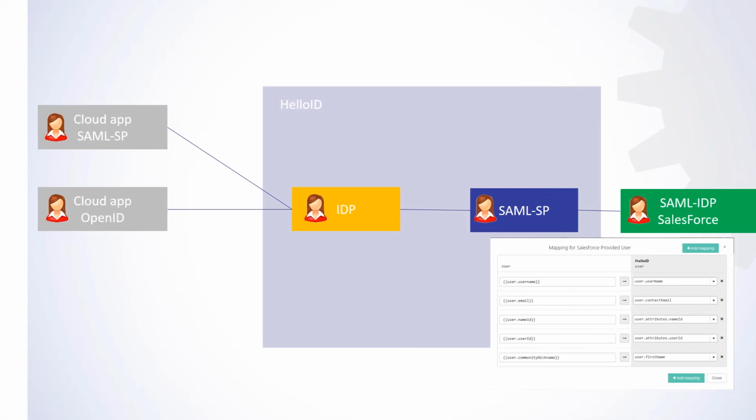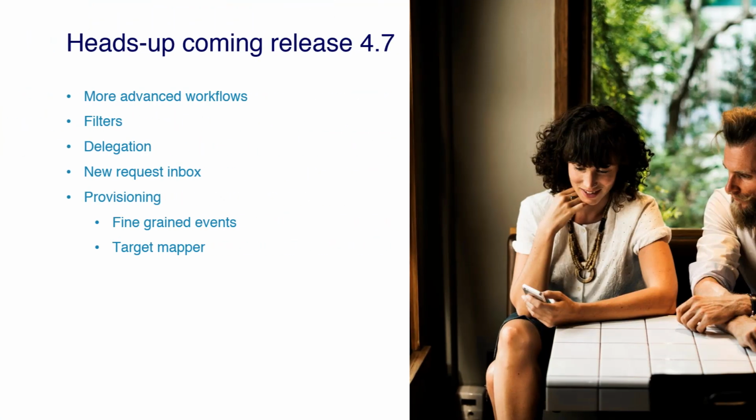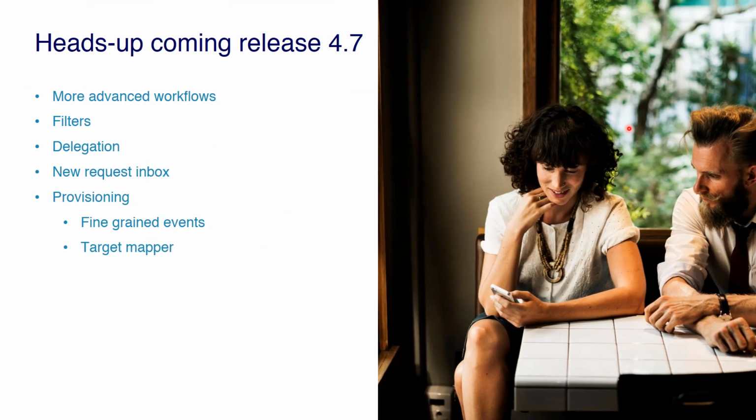So let me go to the next topic of this webinar. I already explained this new functionality, 4.6. And again, let me give a heads up of the upcoming release, and that will be end of July, 4.7. I already covered the functionality in the previous webinar, but I'd like to give an update and introduce some new items: more advanced workflows, filtering, delegation of workflows, the new request inbox, and provisioning technology. And this will all be available by the end of this month, July.